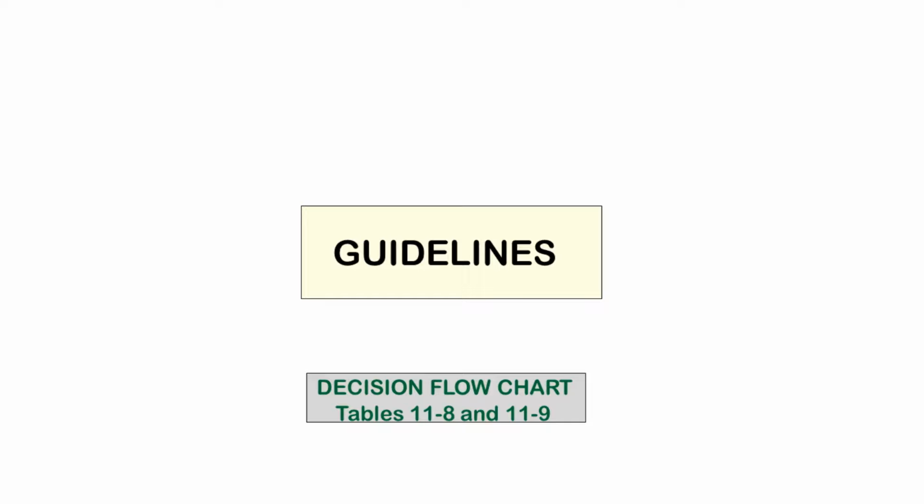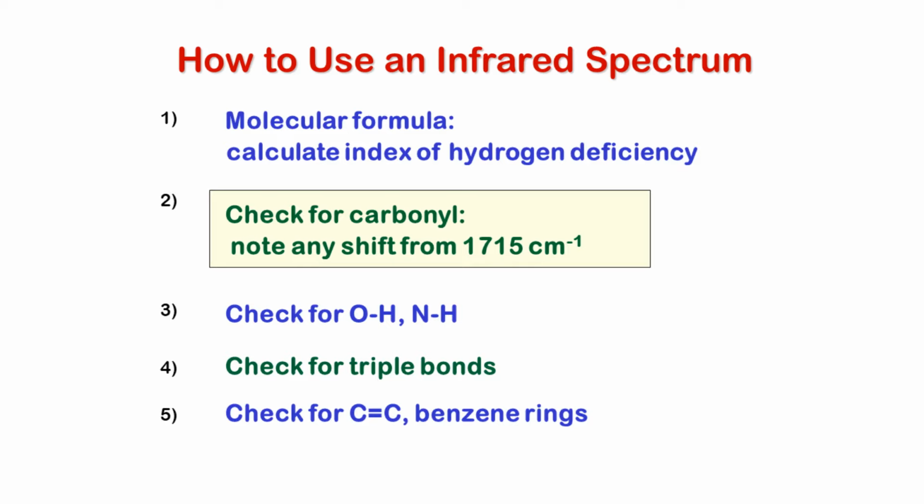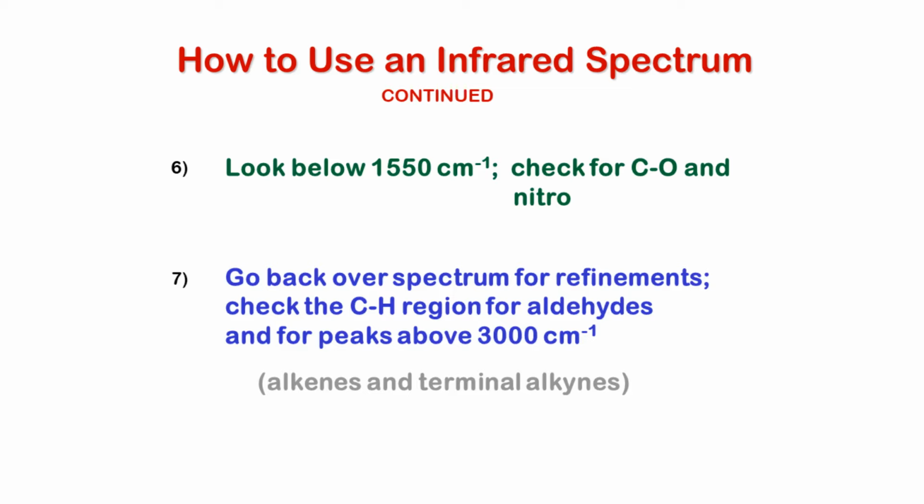Guidelines for using an infrared spectrum include calculating the index of hydrogen deficiency and checking for key functional groups. Continue refining your analysis by checking below 1550 cm⁻¹ for C-O and nitro groups, and reviewing the spectrum for additional peaks. In summary, you should now have a secure grasp of reading infrared spectra and identifying functional groups.